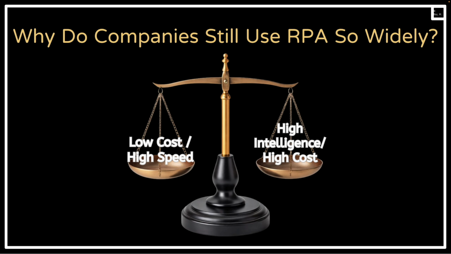So next, this slide answers a very practical business question. Look at the balance scale in the middle. On one side, we have low cost and high speed. On the other side, we have high intelligence and high cost. This image captures the business logic of RPA extremely well.